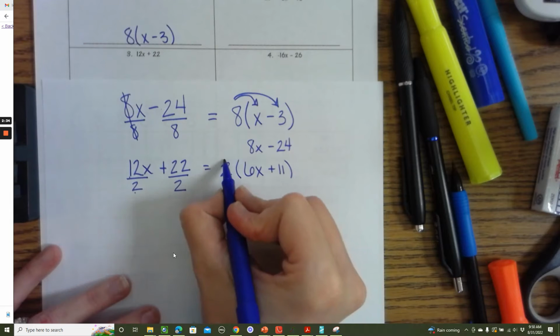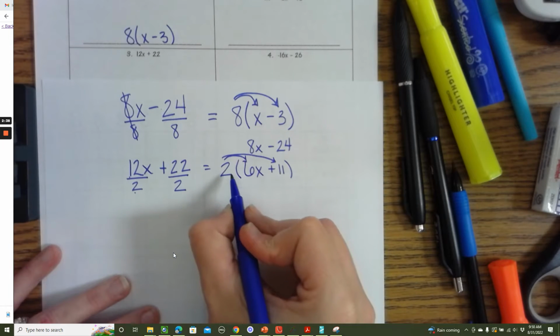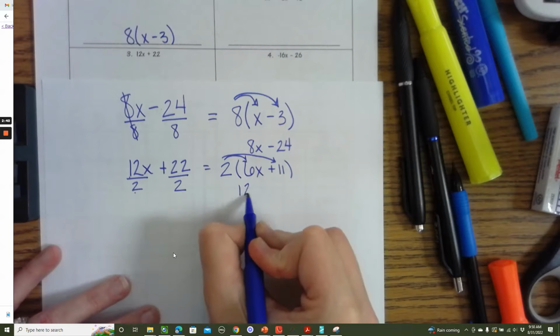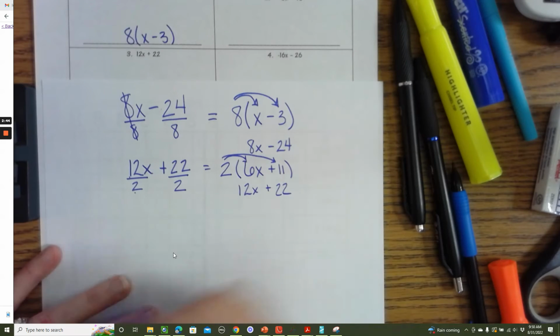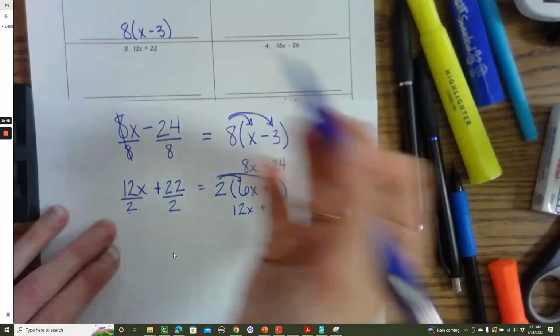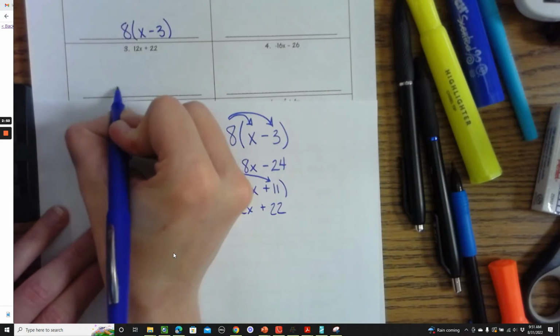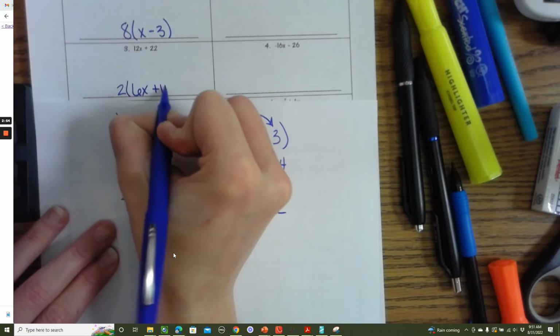And again, if you need to work back the other direction to check, 2 times 6x is 12x. 2 times 11, 22. Just make sure that you end where you began. So this one would be 2 times 6x plus 11.